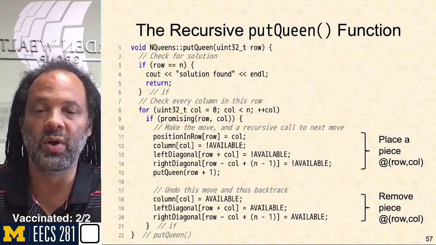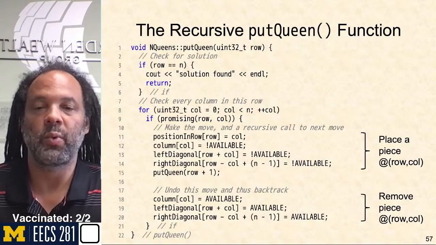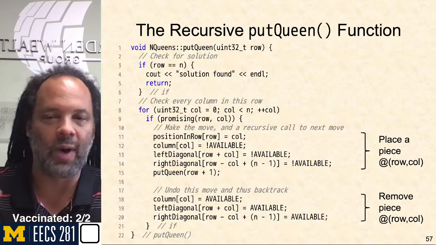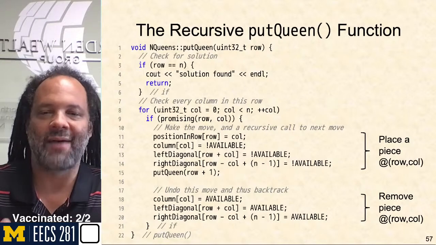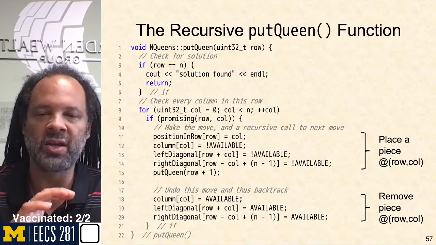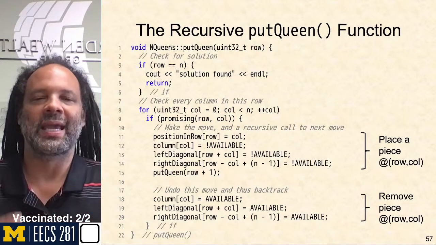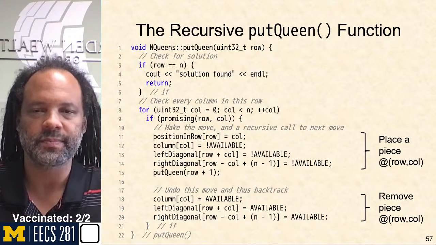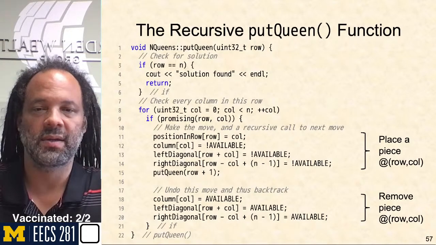And then when we're looking at our Gen Perms version, we were swapping something to a position, trying to extend the solution, and then swapping it back where it belongs. So you have this feeling of doing something, trying to extend it, and then undoing it so the rest of the algorithm can work. That's the way that put queen works. All right?